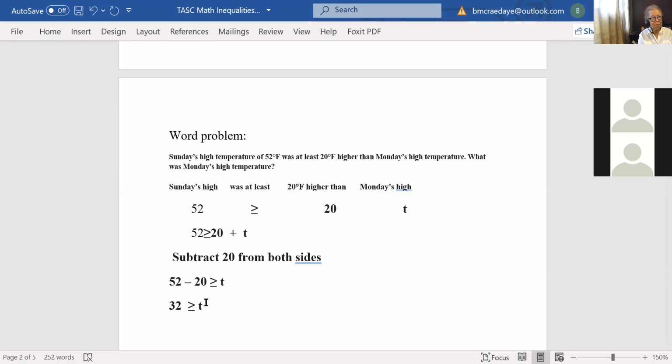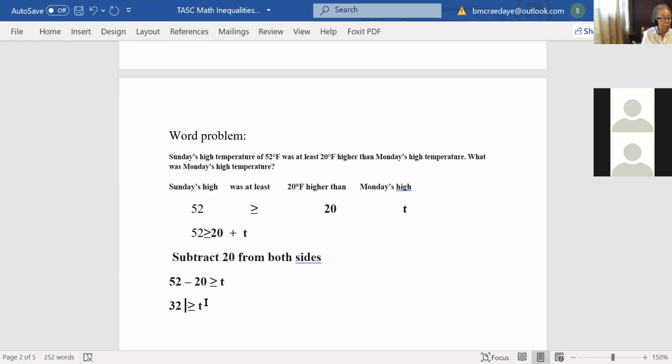Temperature. Let me see. T. That's Monday's high temperature. So what are we saying that 32 represents, Vanessa? Let me see. Sunday's high temperature is 52. What was Monday? So 32 represents Monday's high temperature. That's what it represents.